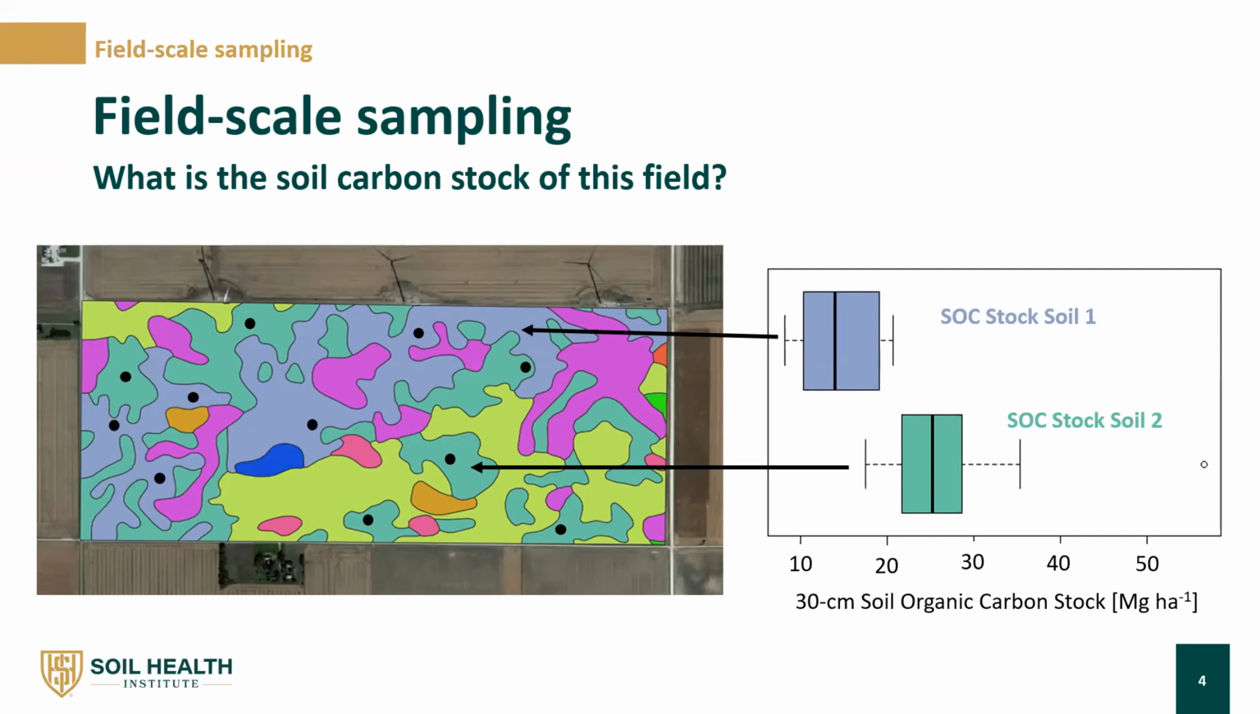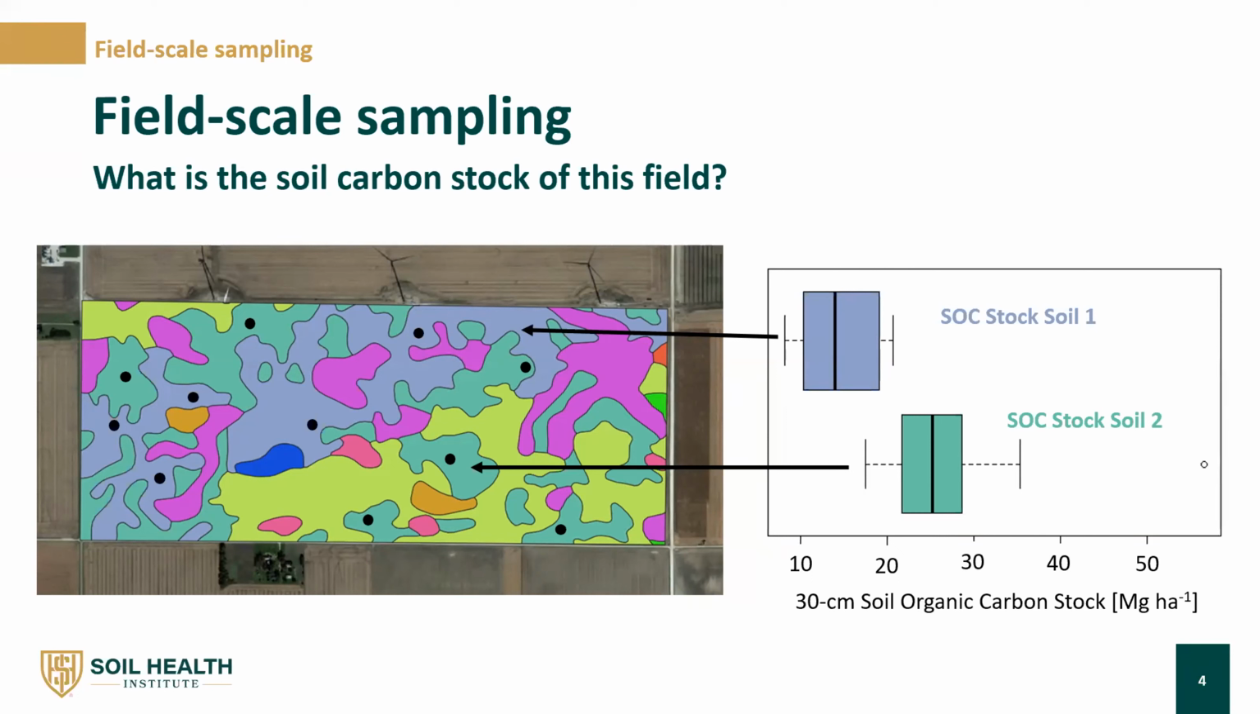So the background map you're looking at here is the USDA SSURGO soil map. And what we might do in a field like this is allocate certain amounts of points to those various soil types and measure the stock of each soil type. So we've got a stock for the blue soil, calling it soil one, and a stock for the green soil, which we're calling soil two.